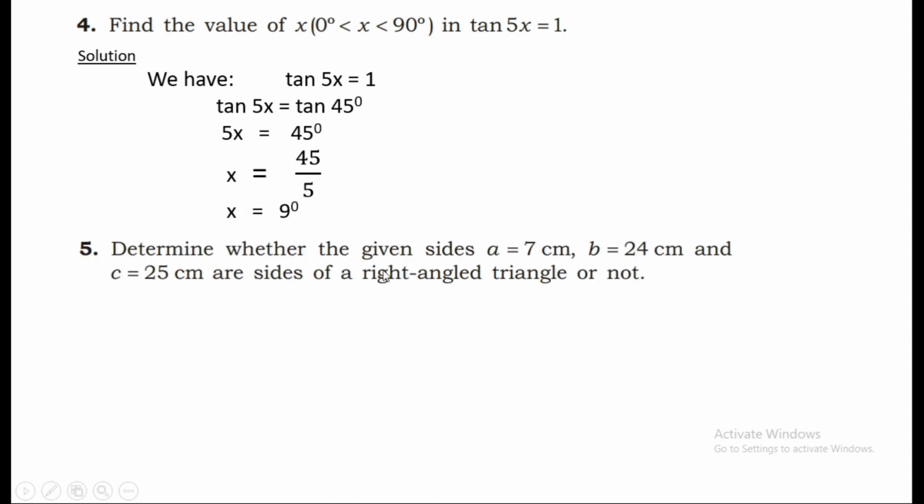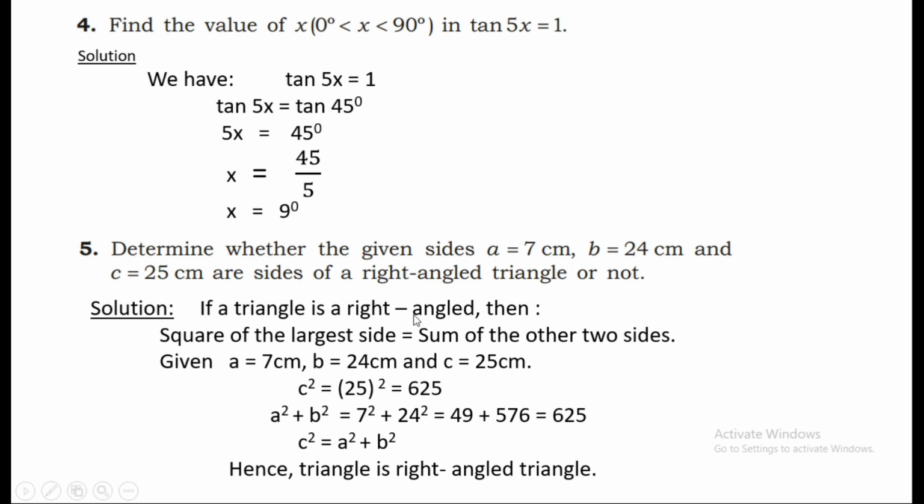Then determine whether the given sides a, b and c are the sides of a right angle triangle or not. All of you know that in a right angle triangle you have 3 sides: the hypotenuse, perpendicular and the base, and the hypotenuse is the longest side. So first of all we'll write this: if a triangle is a right triangle, then this condition should be satisfied, that the square of the largest side should be equal to the sum of the squares of the other 2 sides.